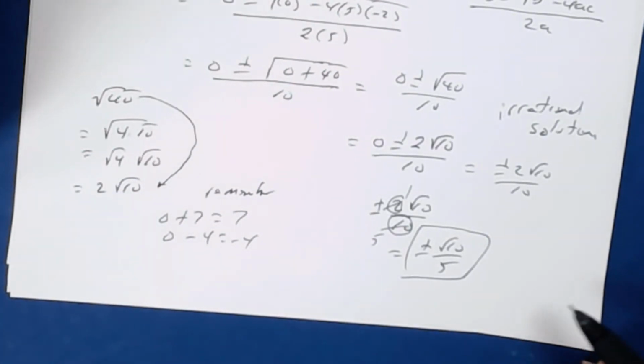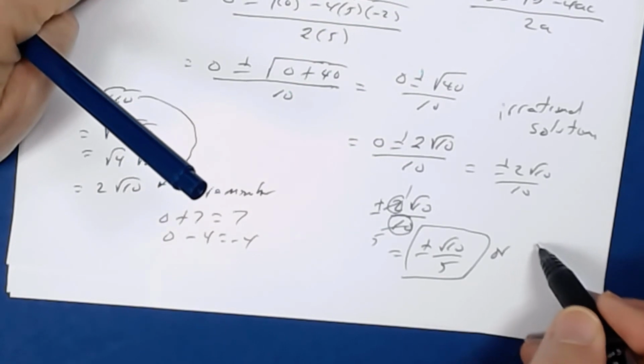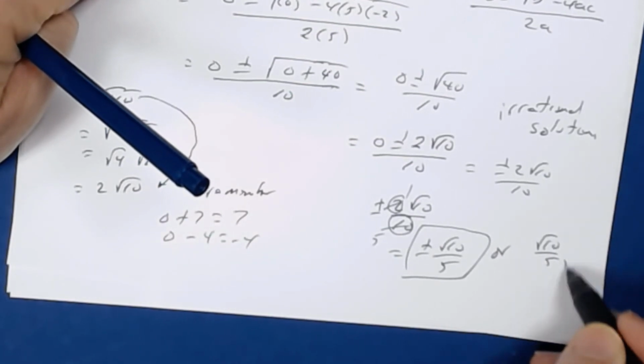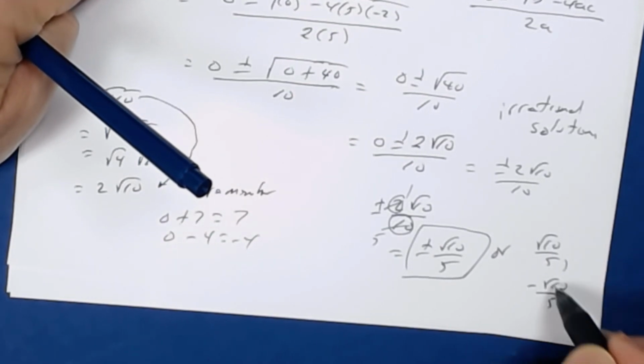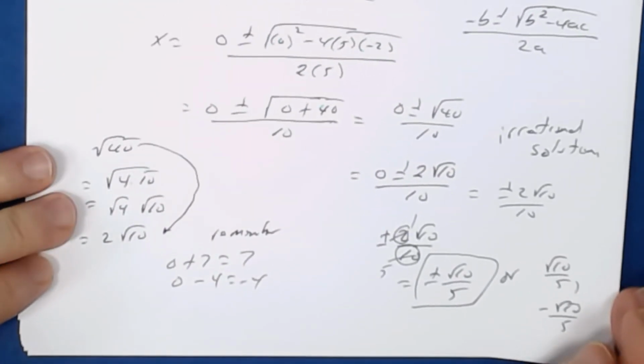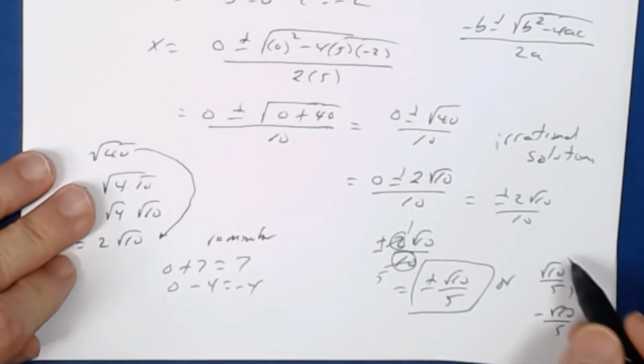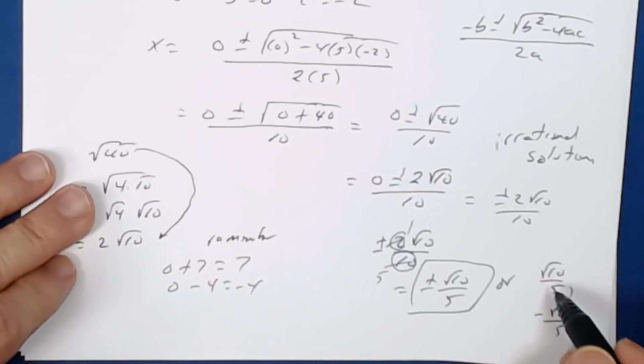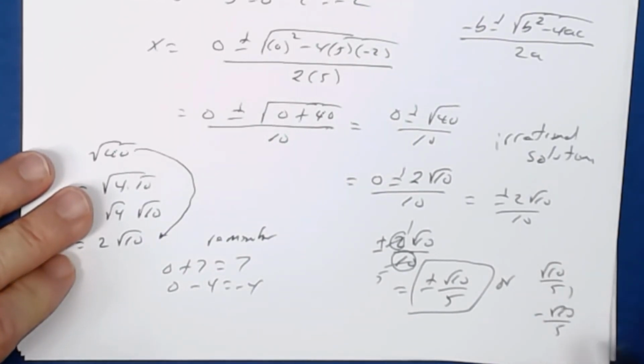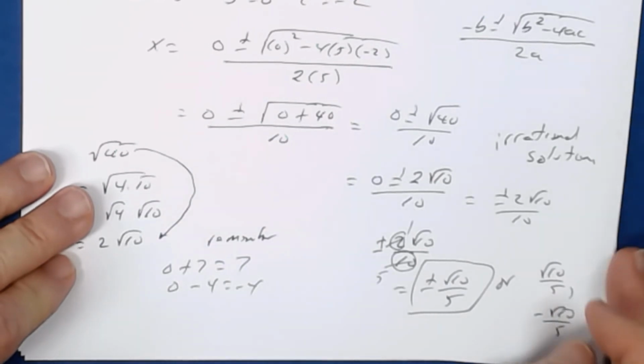Now, in MyMathLab, you would write it as square root of 10 divided by 5, comma, negative square root of 10 divided by 5. Okay? All right, and by the way, don't make the mistake of reducing 5 and 10, because that's not a 10, that's a square root of 10. The square root of 10 is not 10. So don't say 5 into 5 is 1, 5 into 10 is 2. You cannot do that. Okay?